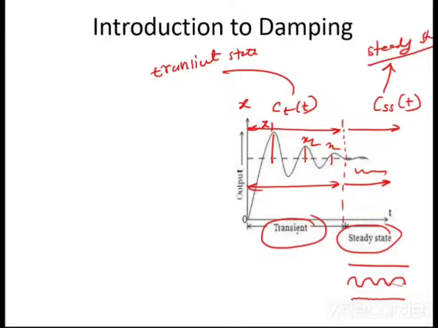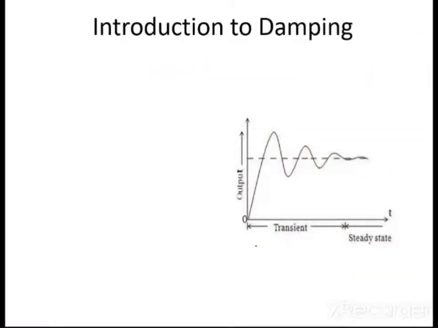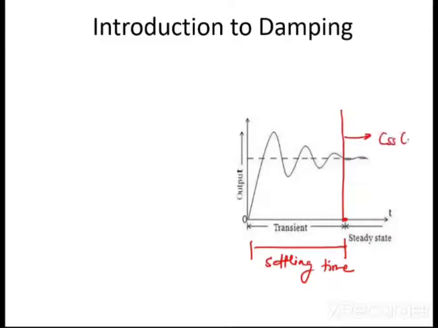Now basically, one point I have explained, that this particular time is called the settling time. What is the settling time? The time taken by the system to reach the steady state, to reach this point, to reach this phase, CSS phase, is called the settling time. Okay. So settling time should be as minimum as possible, and the settling time depends upon this damping, Zeta.